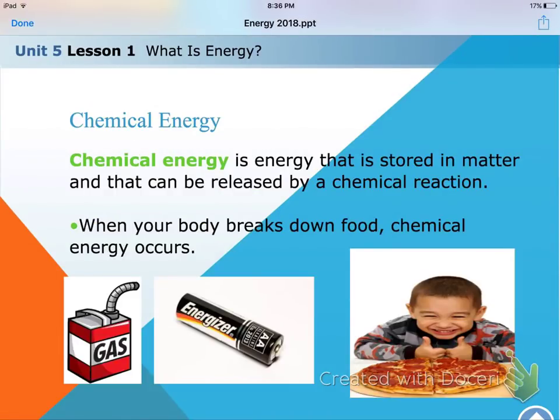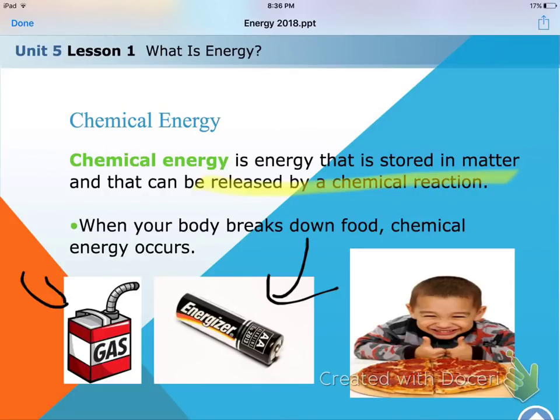Chemical energy is the next type of energy, and this is an energy that's stored in matter and it's released by a chemical reaction. A good example of this would be a battery, because whenever you put a battery in something, a chemical reaction takes place within the battery to power that object.